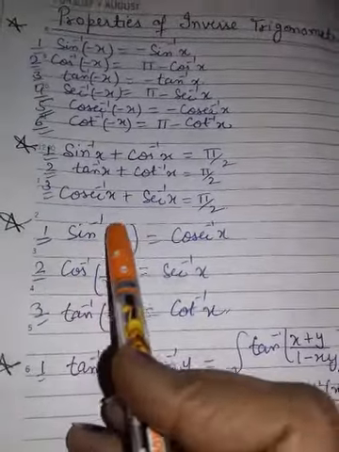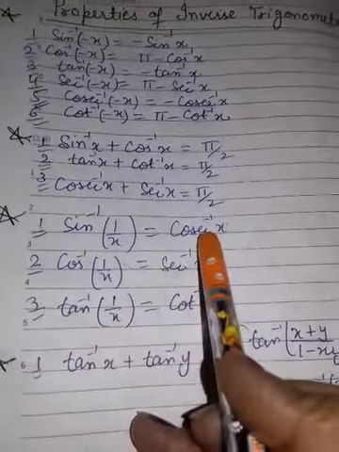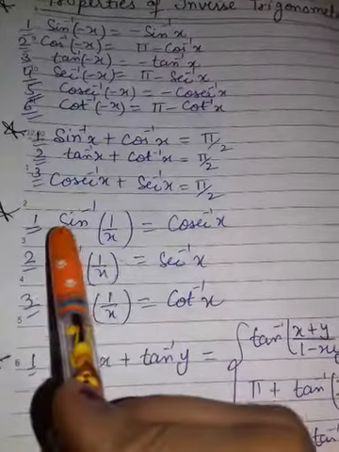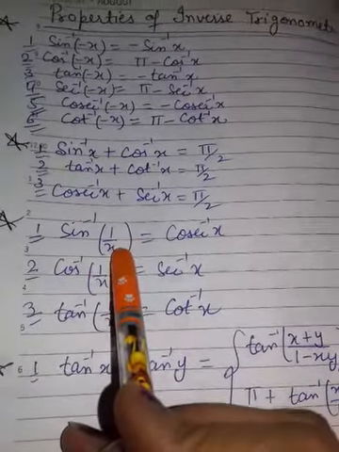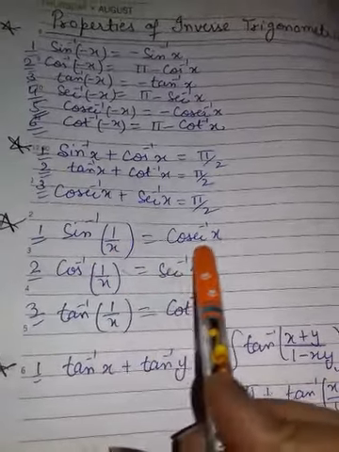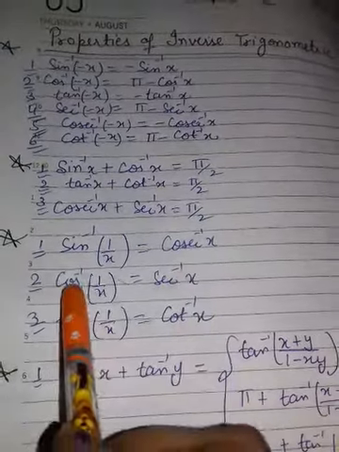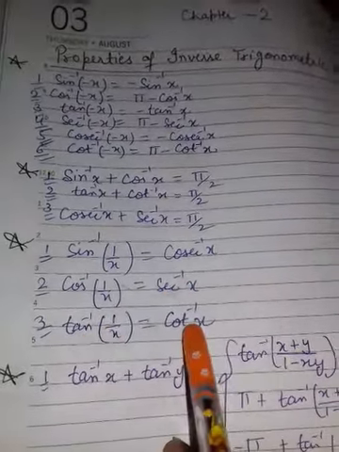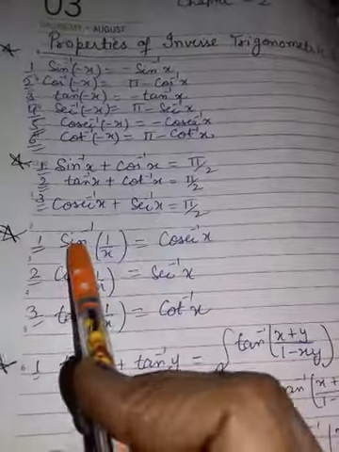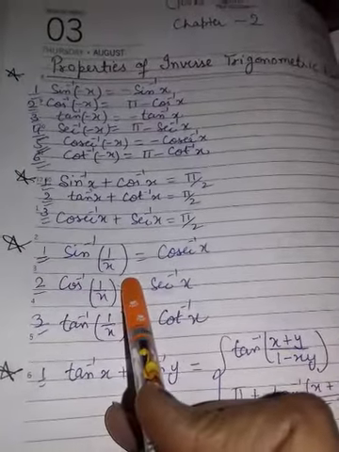Next, sin inverse of 1 by x is equal to cosecant inverse x, which means sine's inverse of 1 upon x will change into cosecant inverse x. Similarly, here also you can write sin inverse 1 upon x is equal to cosecant inverse x.